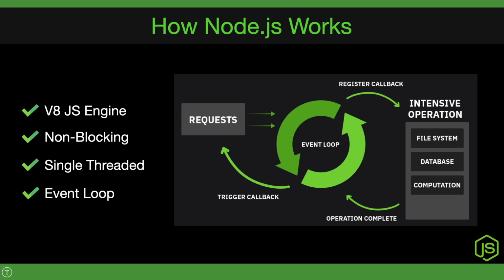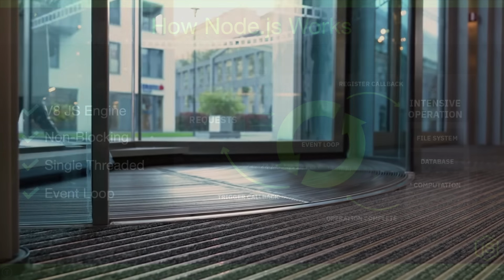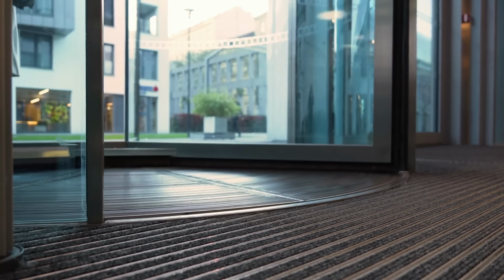So I know this is a little tough to understand. So the analogy that I like to use to describe it, and what helped me, is to imagine the event loop as one of those giant revolving doors at the mall or something like that.